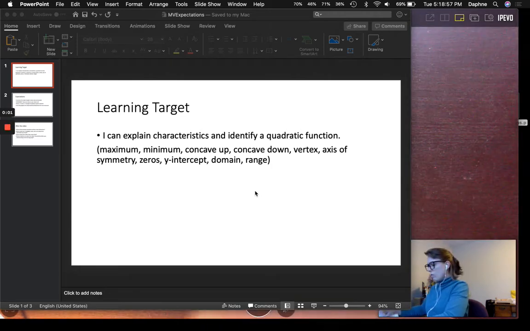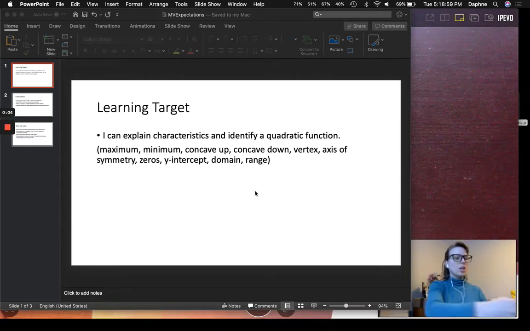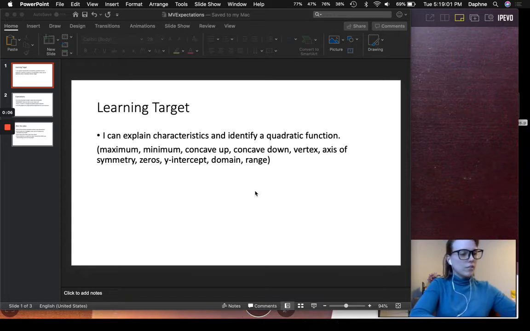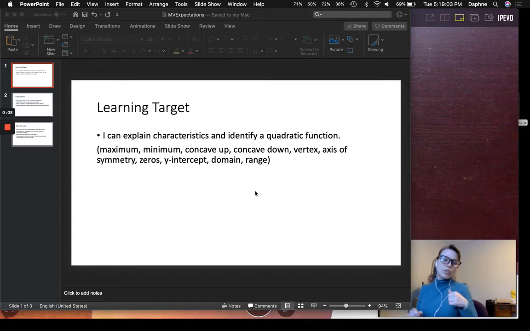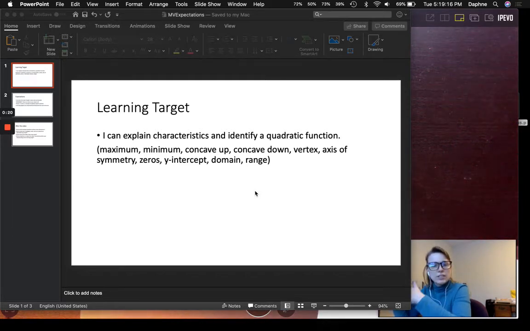Hello! So this is our first lesson for our quadratic functions unit. And so our learning target is to explain characteristics and identify a quadratic function. And we're going to go over specific vocab: maximum or max, minimum or min, concave up, concave down, vertex, axis of symmetry, zeros, y-intercept, domain, and range.